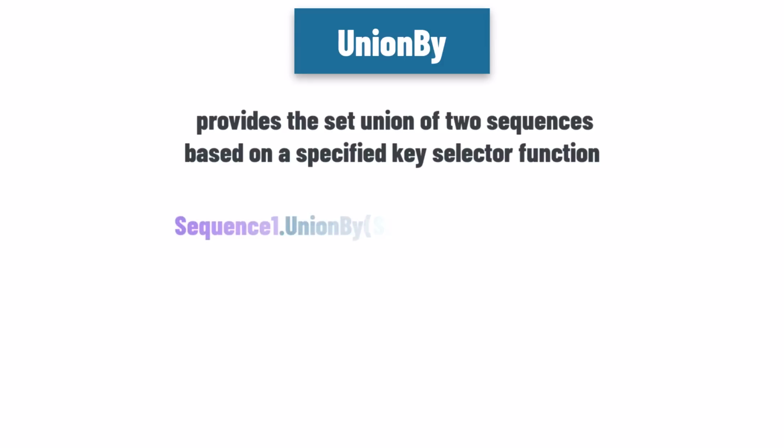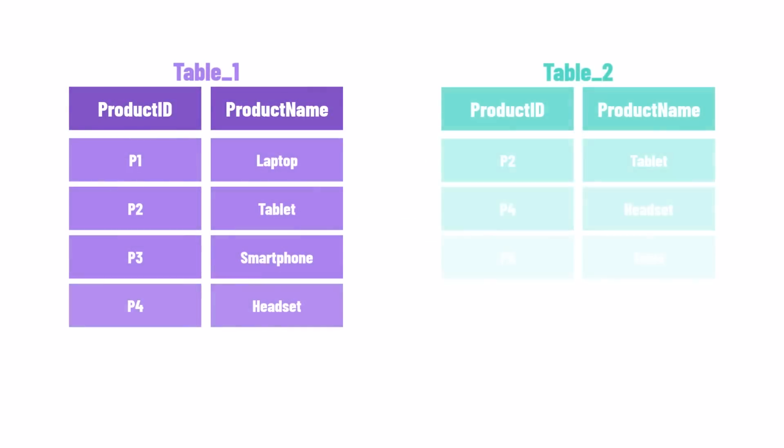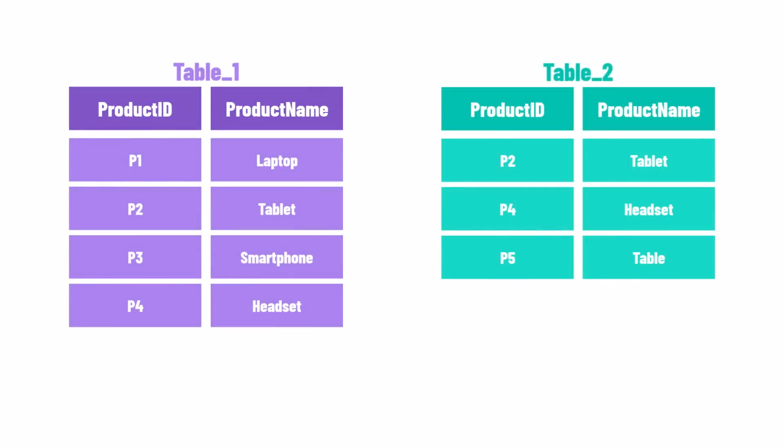The first overload has the following structure. We have both sequences and an expression. This lambda expression is to define the property we need. To understand it better, let's consider the following example about data tables. We have the same two tables again and we want to calculate the union, but this time based on the product ID only, not based on the whole row like in the previous example.